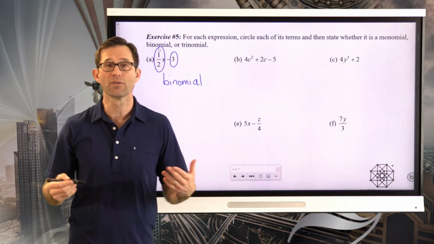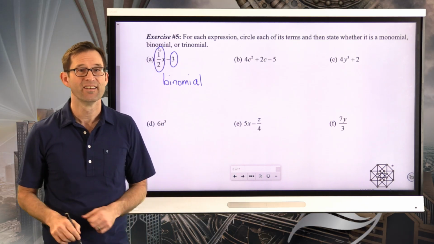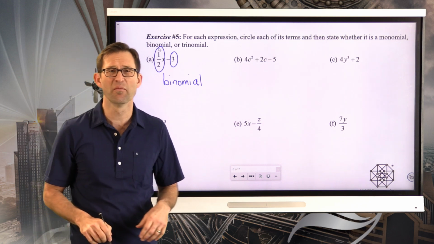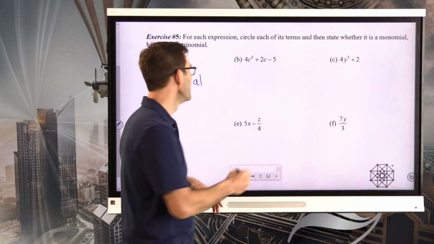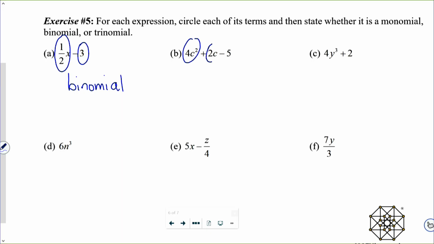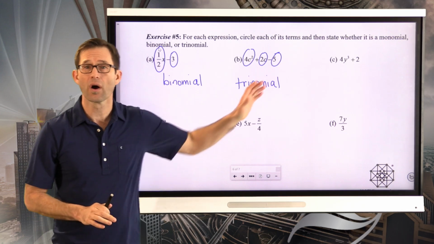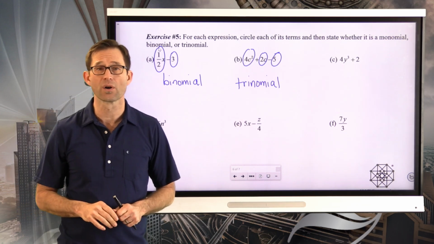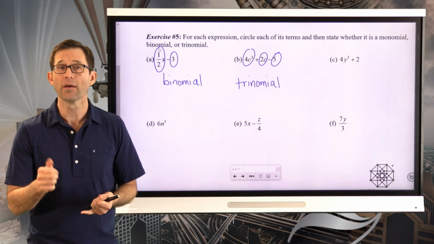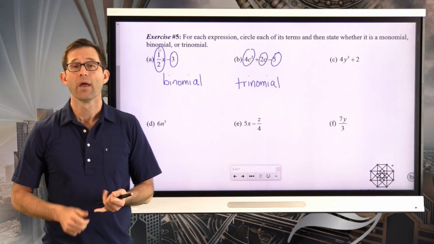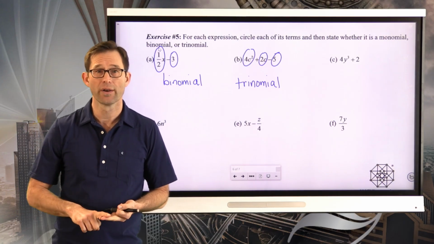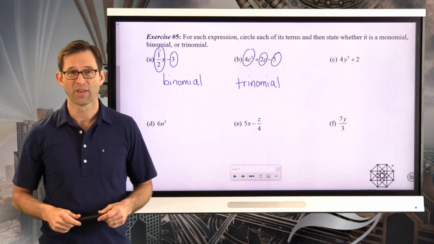Bi meaning two. Bicycle, right? Biped, if you know that term. All right, let's take a look at letter B. Here we've got 4c squared, 2c, and 5. This has got three terms, so it is a trinomial. Okay? So what I'd like you to do is finish off the 4 remaining problems, figure out how many terms there are, and then tell me whether it's a monomial if it's got one term, binomial if it's got two terms, trinomial if it's got three. Pause the video now and finish this up.